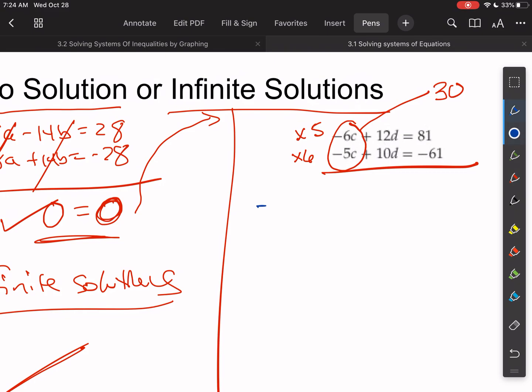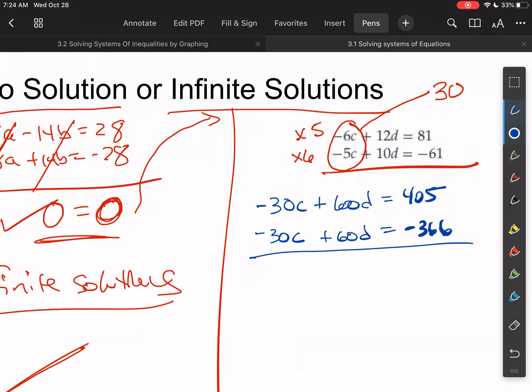I multiply the first one by 5, I get negative 30c plus, what is that, 60d equals 81 times 5. 80 times 5 is 400. 5 times 1 is 5. So I'm guessing that that would be 405. Okay, and then for our second one, let's go ahead and multiply by 6. So I would get negative 30c plus 60d is equal to, same kind of deal here, this would be 366, I believe, but this would be negative, right? So negative 366. And now I can eliminate.